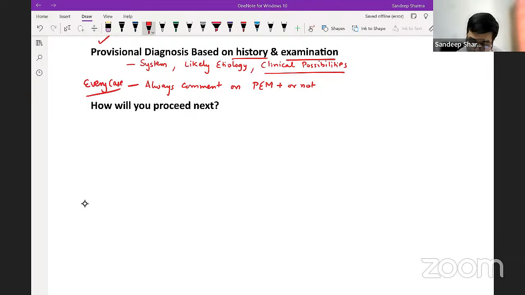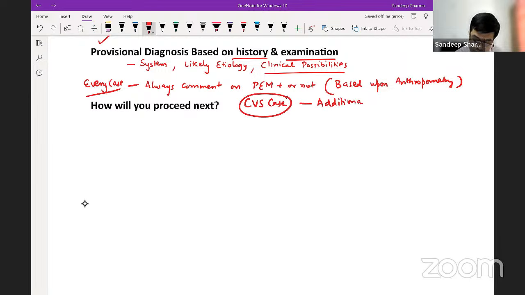And how will you comment upon it? Based upon anthropometry. And if it is present, what grade of malnutrition is present according to which classification? You have to mention it there, right? And in case it is a cardiovascular case, additional thing to mention: additionally, always mention about if this patient is having CCF or not.